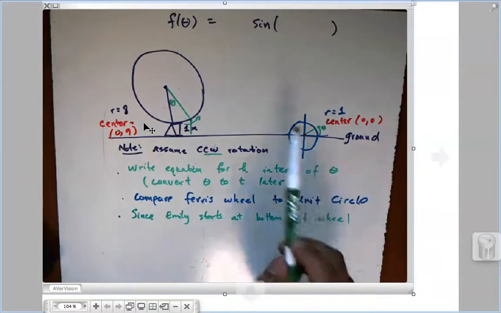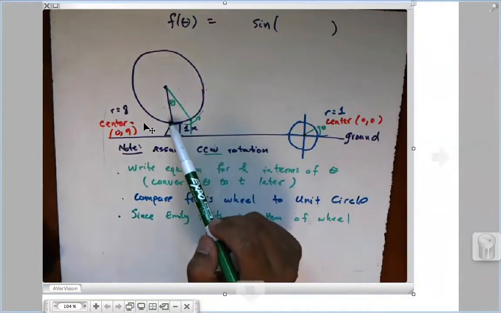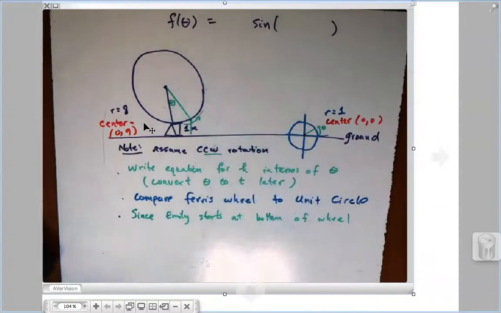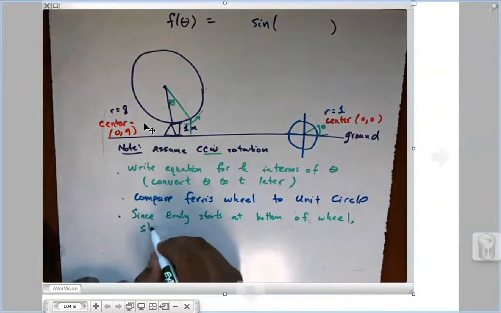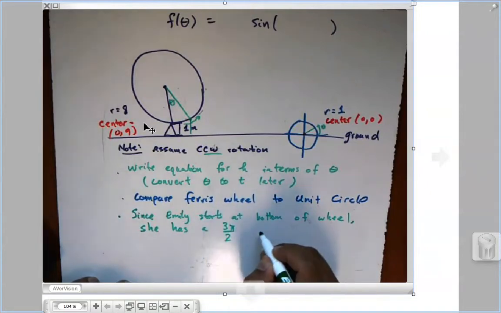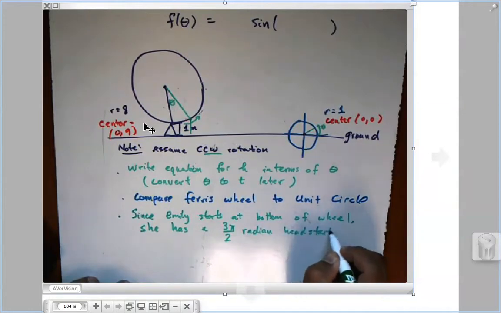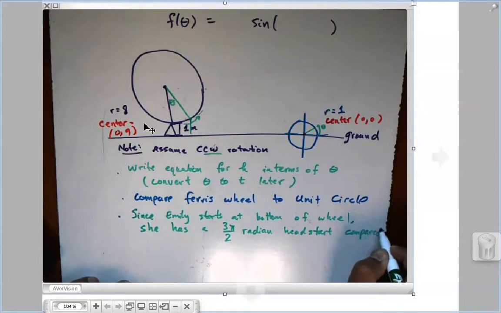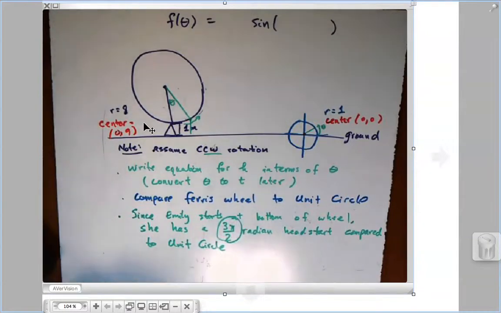You can also say that she is minus 90 degrees, or she's 90 degrees behind. Both are saying the equivalent. Okay, so you can say that she has a 3 pi over 2 radian head start compared to the unit circle. And that's going to be important as well. And really from this information, we can put together quite a bit here.